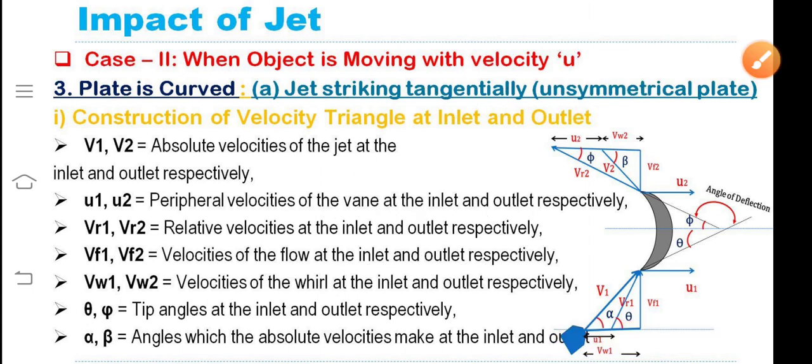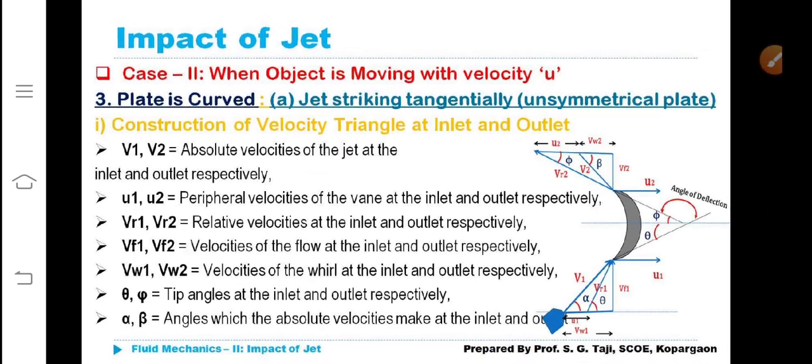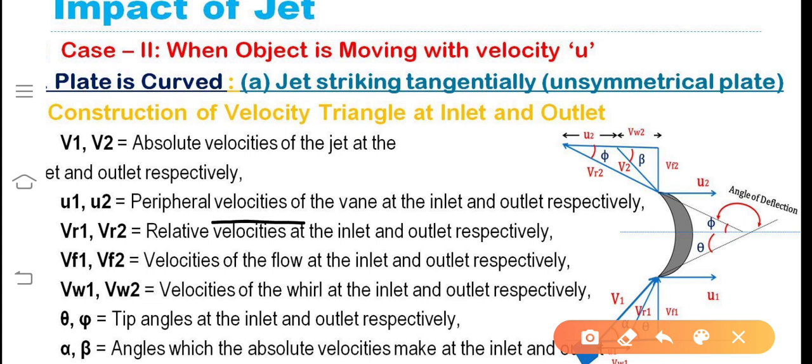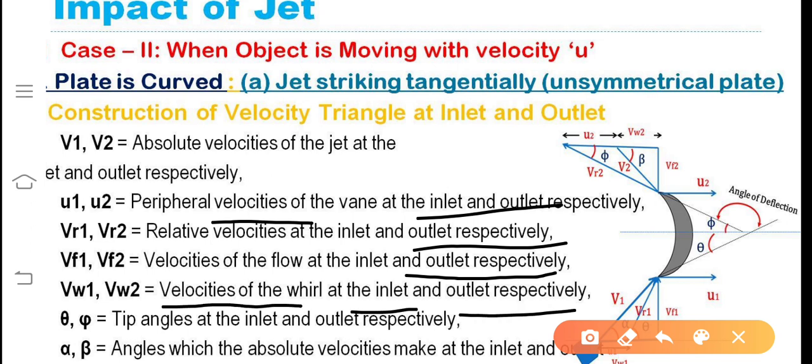V1, V2 are the absolute velocity of the jet at the inlet and outlet respectively. U1, U2 are the peripheral velocities, or velocity of plate, or velocity of the vane at the inlet and outlet respectively. VR1, VR2 are the relative velocities at the inlet and outlet respectively. VF1, VF2 are the velocity of flow at the inlet and outlet respectively. VW1, VW2 are the velocity of whirl at the inlet and outlet respectively.